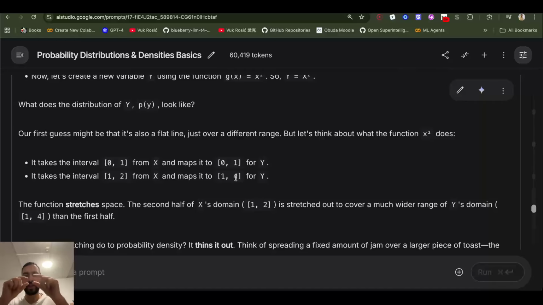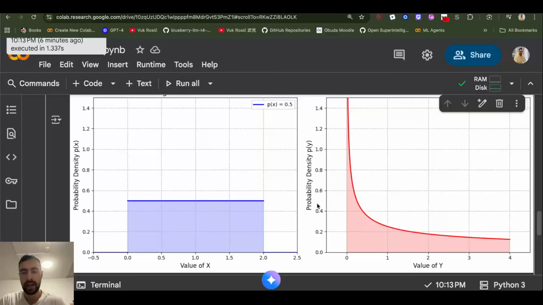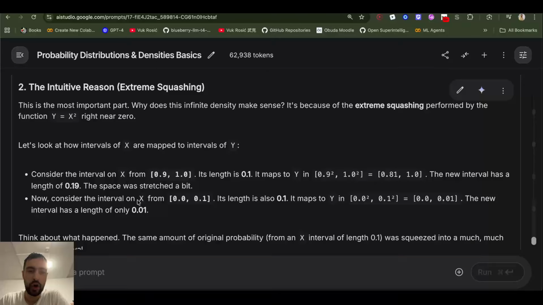So that means if we are stretching it like this, then we need to reduce the height, because we have a limited amount of area. If we are stretching, we also need to reduce the height. And why is this huge spike here? Let's see what happens here. Just take a look at x.